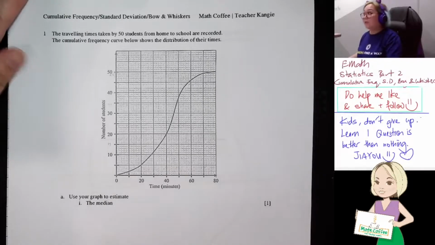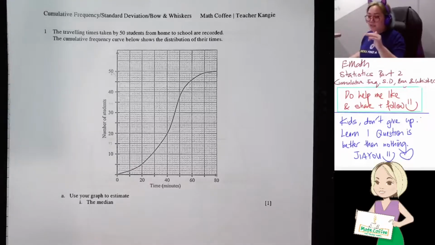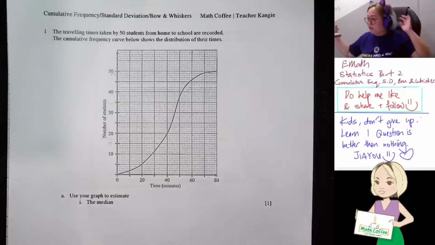So take note, standard deviation, as in the statistic, is actually one of the easiest topics, whereby they cannot change a lot of pattern. Okay, so it's also one of the topics whereby you can just grab the marks.